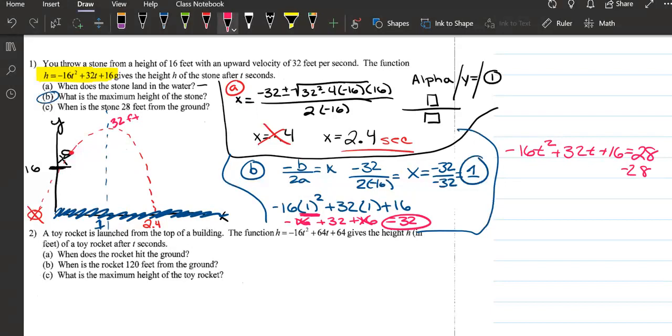So how would I make it equal 0? If I subtract 28 from both sides, I'm going to get negative 16 t squared plus 32t minus 12 equals 0. Now you use the quadratic formula again. Adam, give it another shot. A is negative 16. C is negative 12.